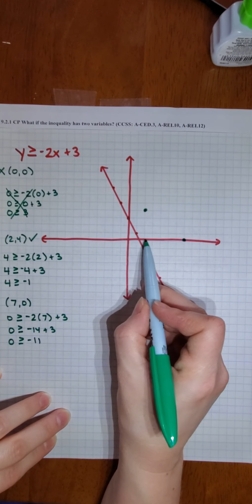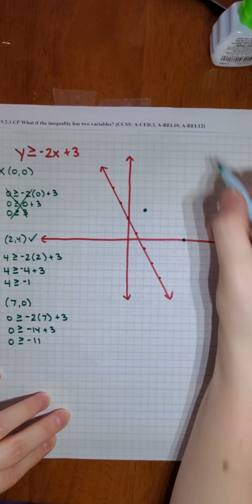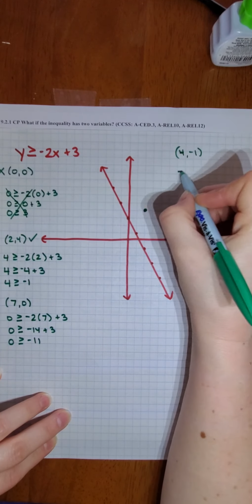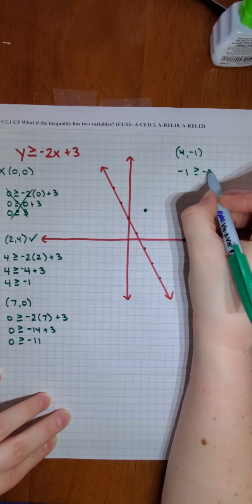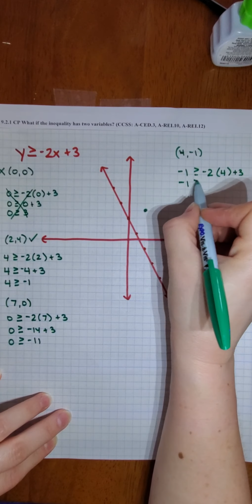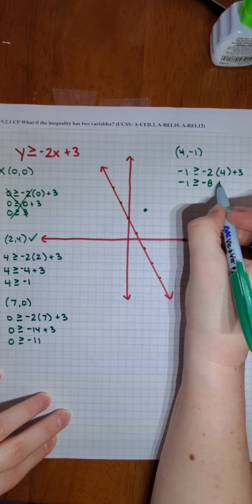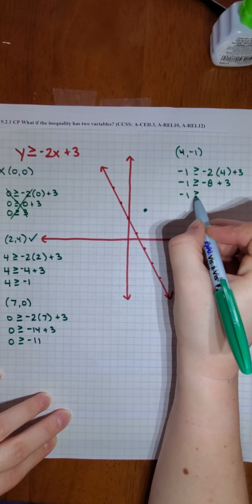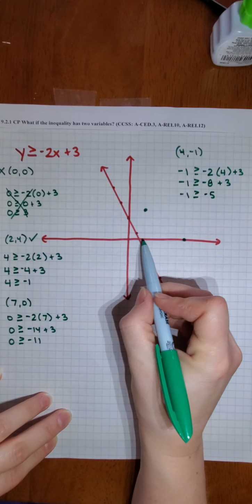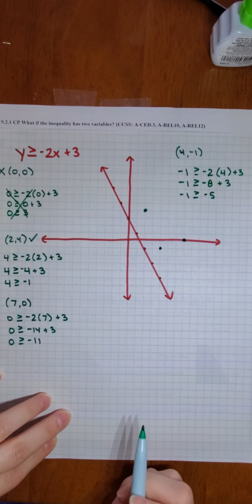Let's try 4, negative 1. If I plug in 4, negative 1, is negative 1 greater than or equal to negative 2 times 4 plus 3? Is negative 1 greater than or equal to negative 8 plus 3? And we would say, yes, it is greater than or equal to negative 5. So 4, negative 1 also worked.